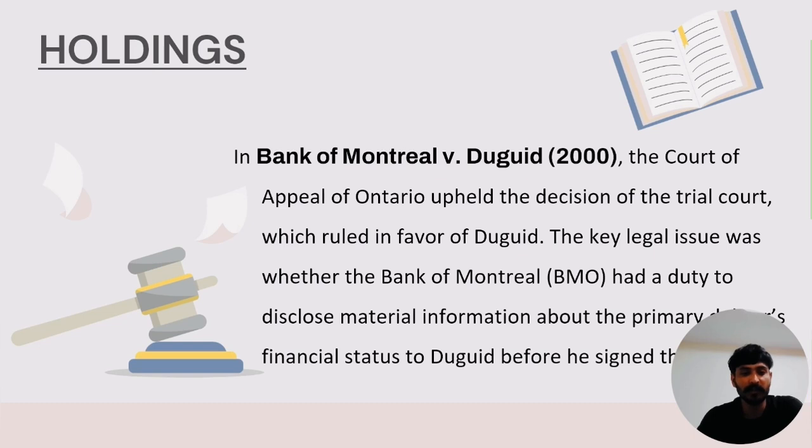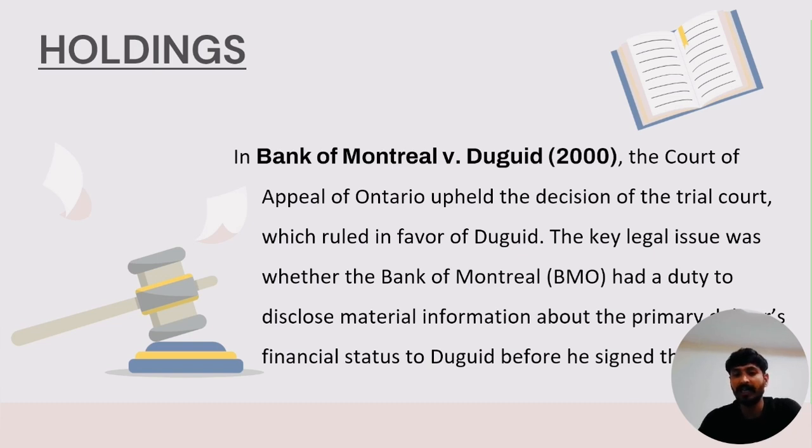2000, the court had to decide. The Court of Appeal of Ontario upheld the decision of the trial court, and the Ontario Court of Appeal agreed with the trial court, ruling in favor of Dugit and concluded that Bank of Montreal did have a duty to disclose the debtor's financial conditions as well.